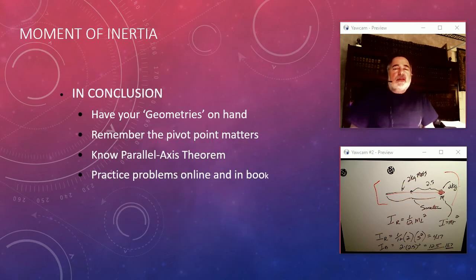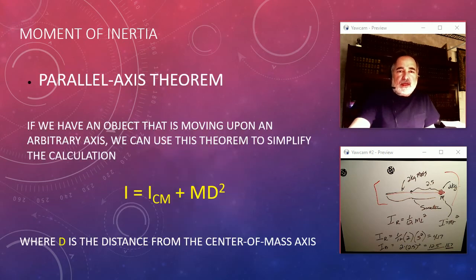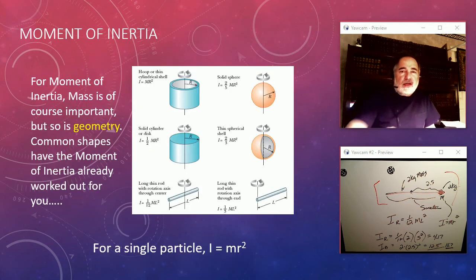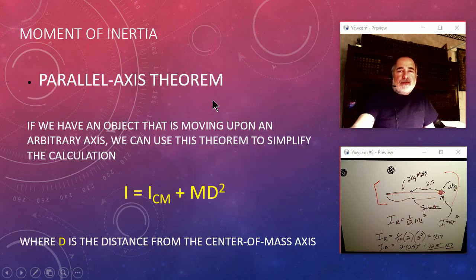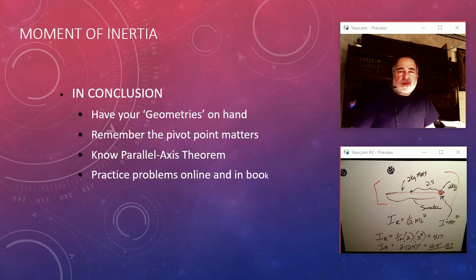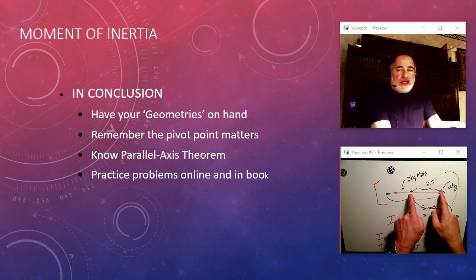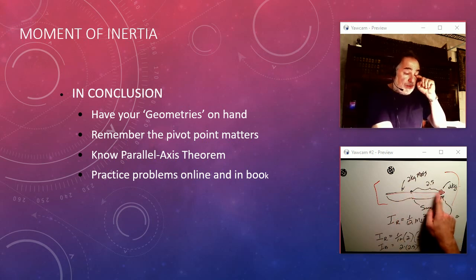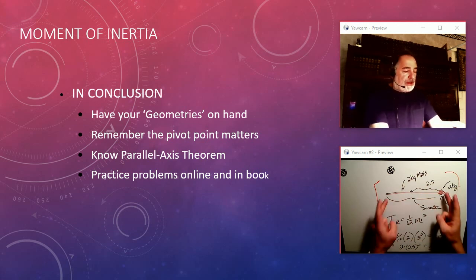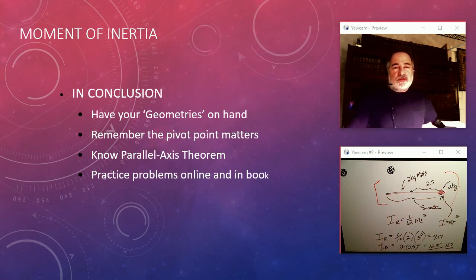So in summary, have your geometries on hand. Have this chart on hand when you take your assessment. Remember, where you pivot matters, because the radius, as in the example I showed, is 2.5 meters, but the length was 5 meters. Know your parallel axis theorem, and make sure you practice the problems in the book and online.